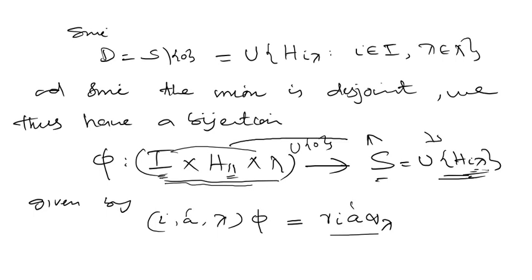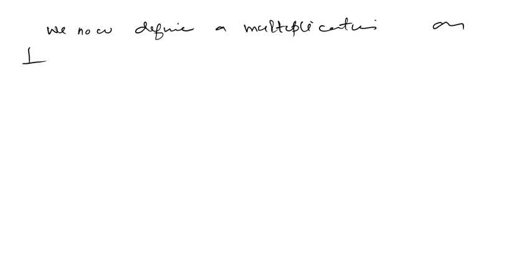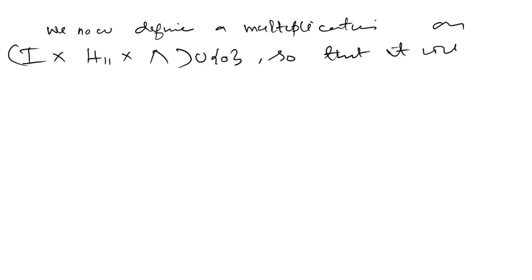So now we are in the final stage. Actually, we want to prove that this map is an isomorphism. We now define a multiplication on the set I cross H11 cross Λ. हम इस पर multiplication define करेंगे, union 0, so that it will become a Rees matrix semigroup.